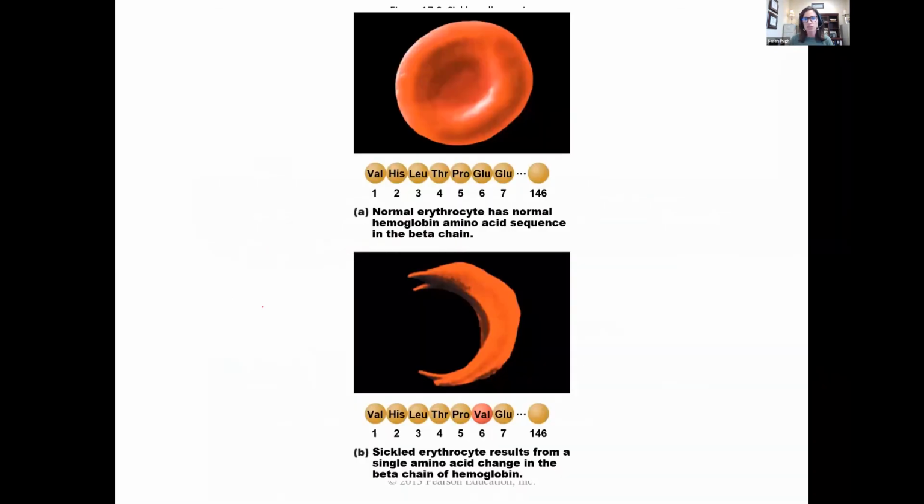So here's an image of sickle cell anemia. You can see a normal red blood cell on the top, and then you can see a sickled red blood cell down here on the bottom, and they look very different. This has to do with a protein change. They're missing one amino acid in the globin chain, and it causes the red blood cell to look like that.